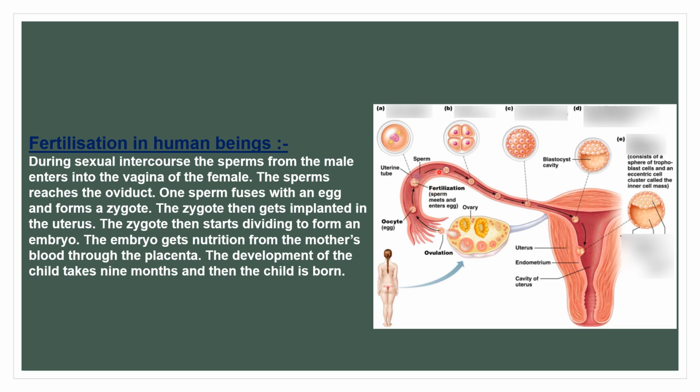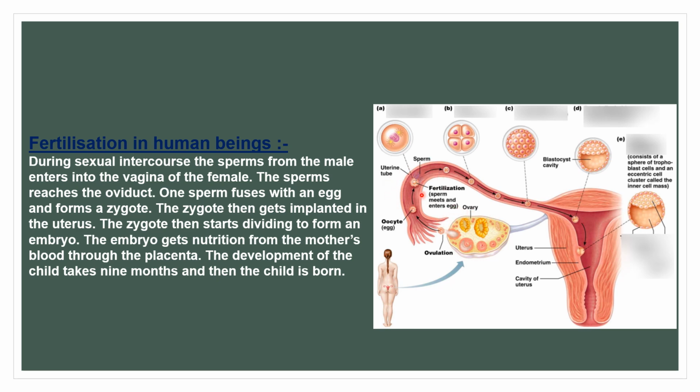It has a long tail structure and also a head. This sperm fuses with the egg. It results in the formation of a zygote. The oviduct, as I already told you in the female reproductive system, is also called the fallopian tube, right? Once the sperm fuses with the egg and forms a zygote, this fertilization process takes place here only. The sperm meets and enters the egg. That process takes place here.